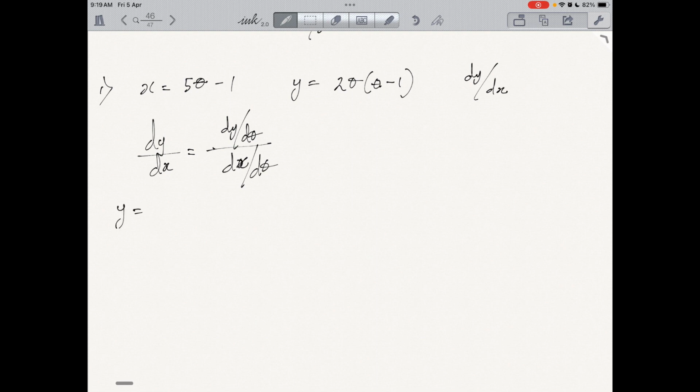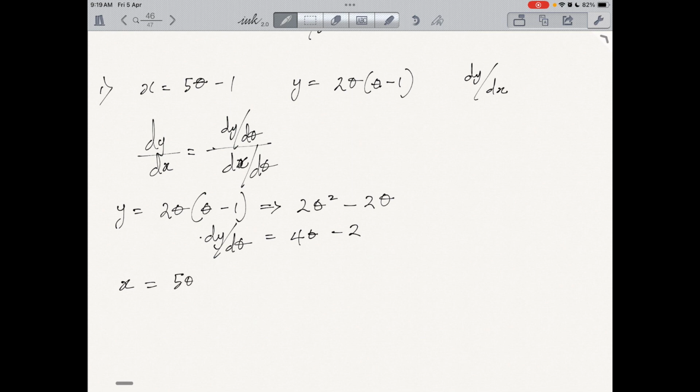Now since y is 2θ into θ minus 1, let's open the bracket. So this will give us 2θ² minus 2θ. Therefore we can evaluate dy/dθ. Evaluating dy/dθ will give us 4θ minus 2. X now, which is 5θ minus 1, we can evaluate dx/dθ, and this will give us 5.